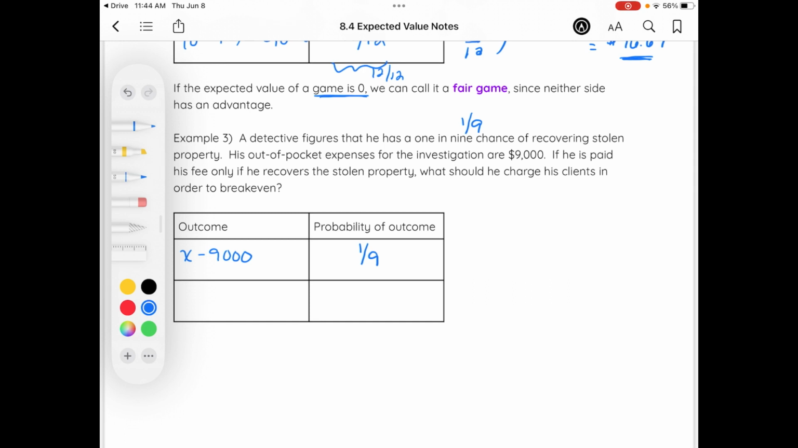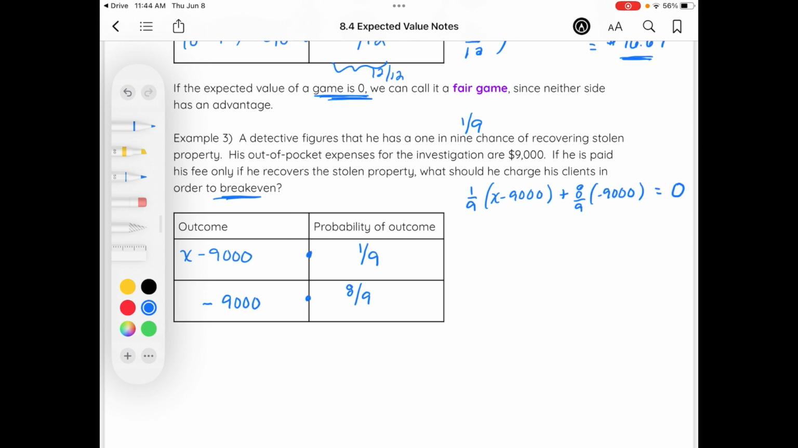So this is recovering. If he doesn't recover anything, he's lost $9,000. And the chances of not recovering must be 8/9. We still are going to multiply these together. So I'll have 1/9 times X minus 9,000 plus 8/9 times negative 9,000. What does this equal? We need it to equal 0 because 0 is the break even. It's fair in that case.